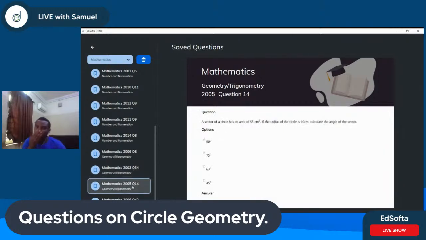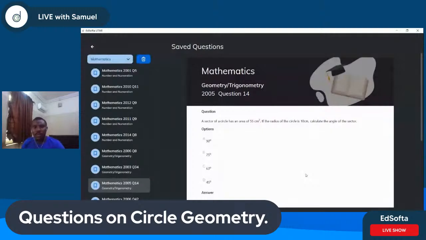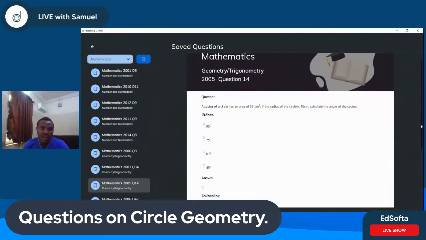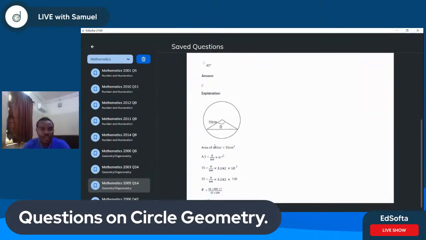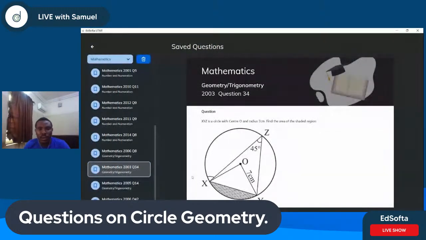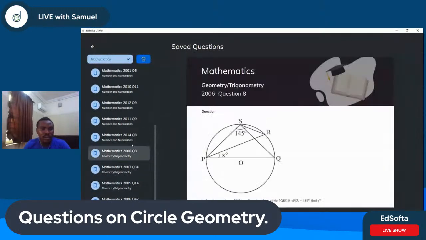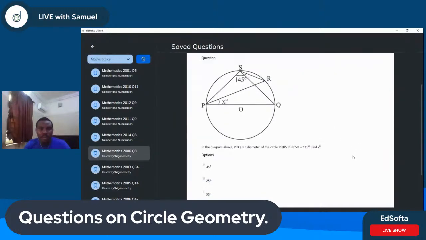Okay, you can look at this. A sector of a circle has an area of 55 cm squared. If the radius of the circle is 10 cm, calculate the angle of the sector. This is quite simple, not very hard geometry. This is just you using the area of the sector. So let's look at this one.